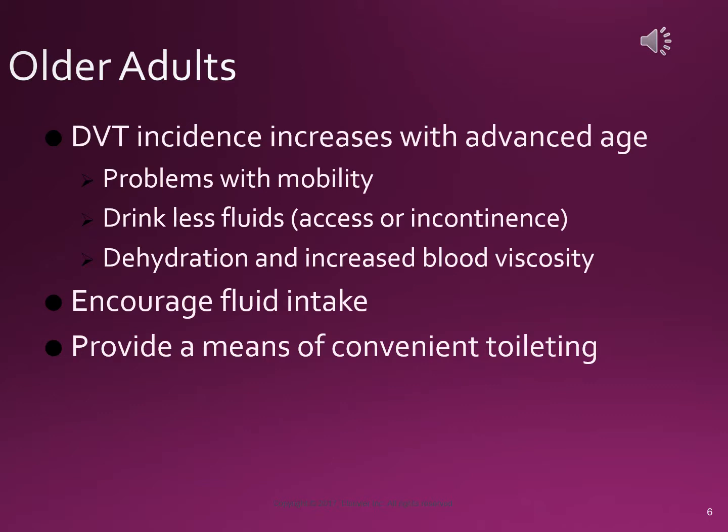There's an increased incidence in DVT with advanced age. Could be a number of different factors here, problems with mobility so that they are sitting or not as active as they used to be. They drink less fluids, maybe because of access or because they're trying to prevent incontinence. Sometimes people become dehydrated because they drink less fluid, and then they have increased blood viscosity. So all of those things can increase the incidence. And so one thing you can do is encourage fluid intake and also provide a convenient means of toileting. If you need a bedside commode at night, if you have a male who needs a urinal, pretty easy things to do to help somebody with their mobility and decrease their risk for DVTs and for falls, I might add.